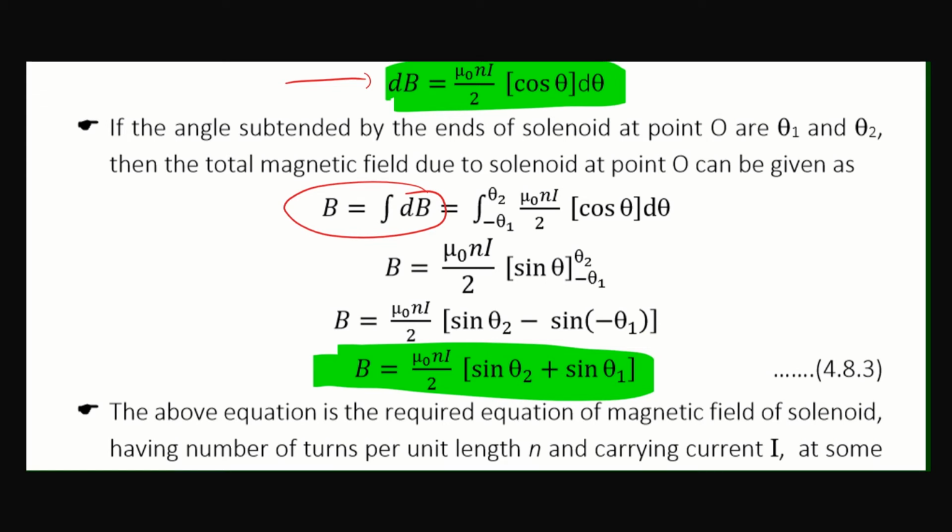So what does it depend on? Magnetic field directly depends on the number of turns per unit length and the current passing through it. So if you double the number of turns per unit length, the magnetic field will be doubled. If you double the current passing through it, the magnetic field will be doubled. But it has nothing to do, see, very interesting parameter, B has nothing to do with the length of the solenoid. Okay, so keep that in mind.